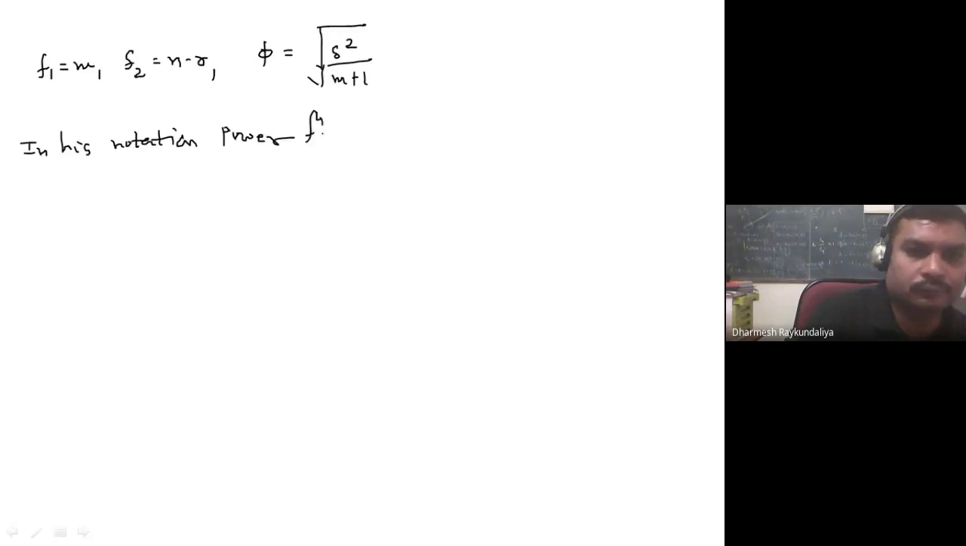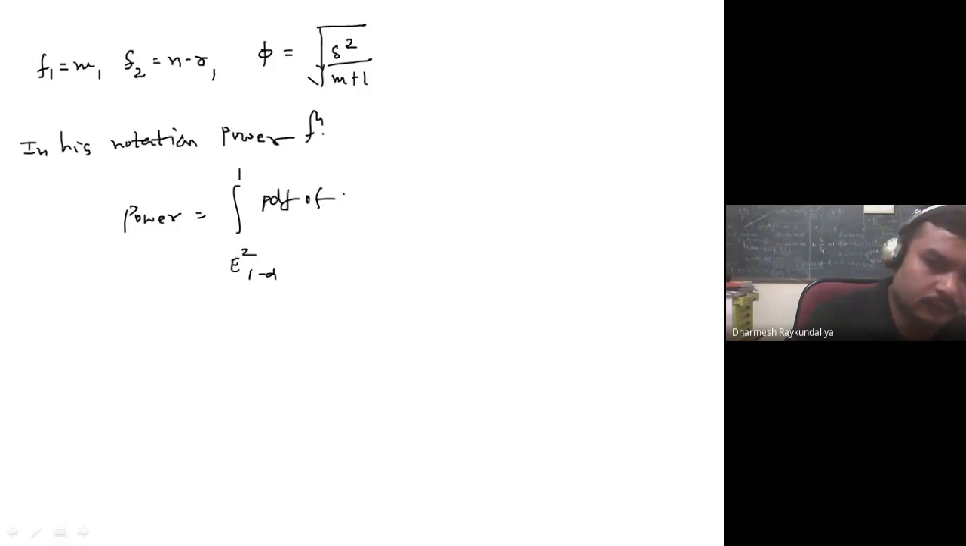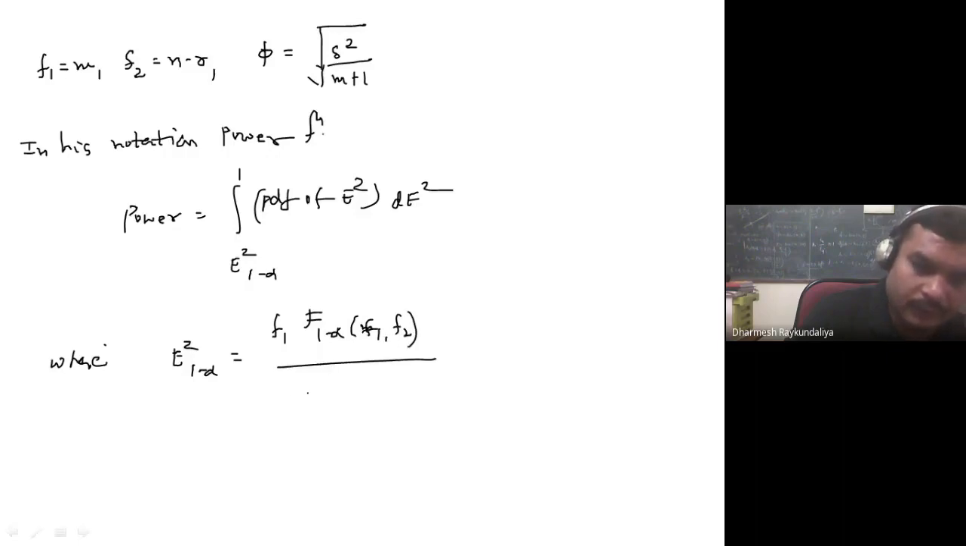In his notation, the power function is the integration from e square 1 minus alpha to 1 of the pdf of e square d e square, where e square 1 minus alpha is equal to f1 F 1 minus alpha, with m replaced by f1 and n minus r replaced by f2, divided by n minus r replaced by f2 plus f1 F 1 minus alpha f1 f2.